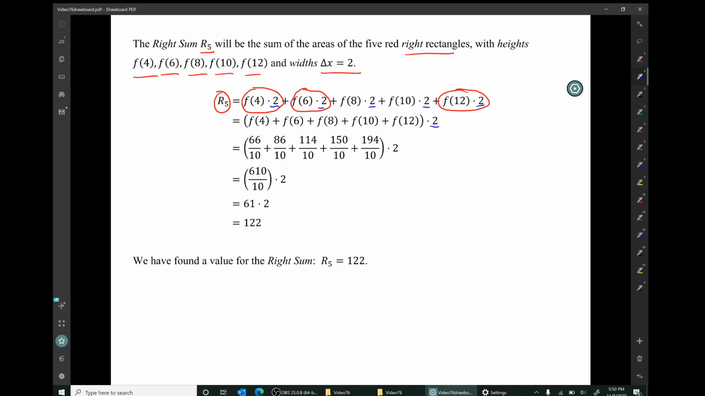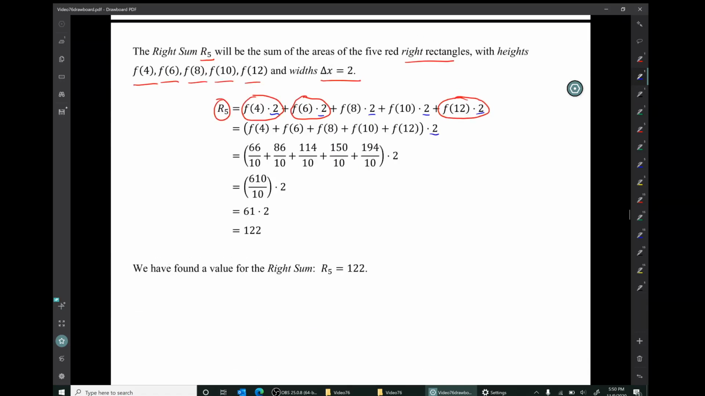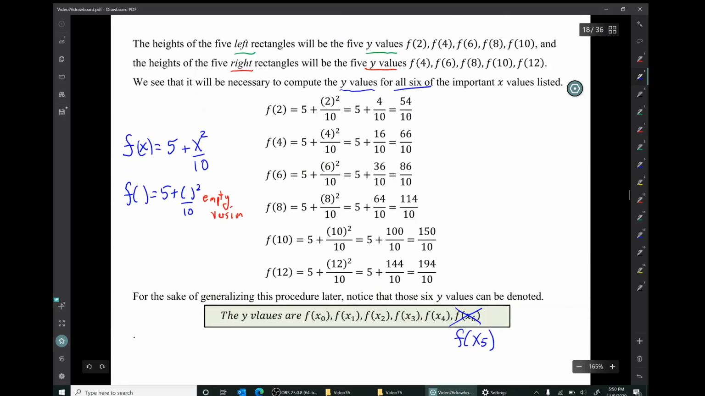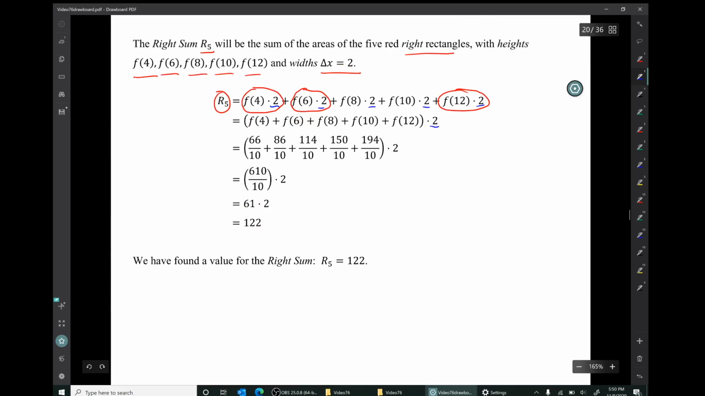Then we use the y values that we computed before. We have all these y values. We're going to use that batch of y values this time. When we do that and just do all the arithmetic, we end up with that number, 122. So we found a value for the right sum. R subscript 5, that symbol stands for the number 122.